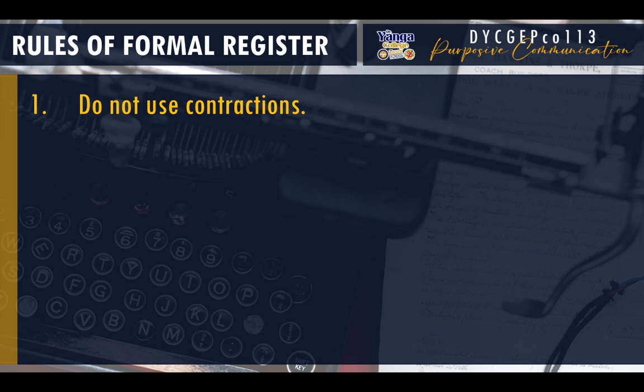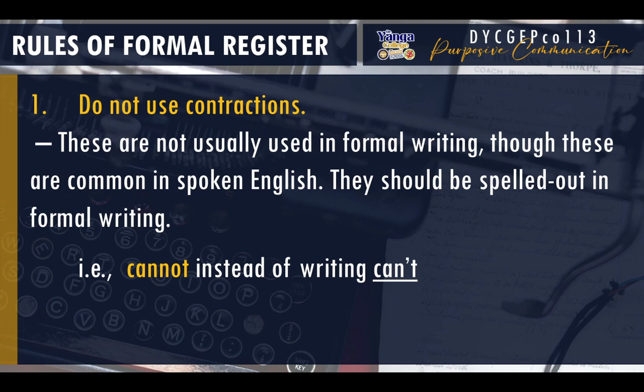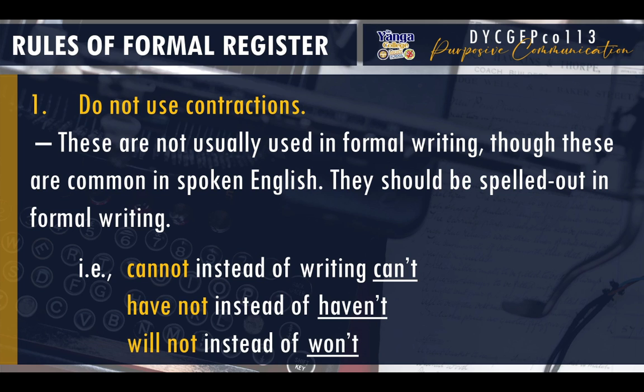We use complete words. So, these are not usually used in formal writing, though these are common in spoken English. They should be spelled out in formal writing. So, dapat daw yung contractions mo spelled out. Binubuo mo siya. So, you should use cannot instead of writing can't. Use have not instead of saying haven't. And will not instead of saying won't.